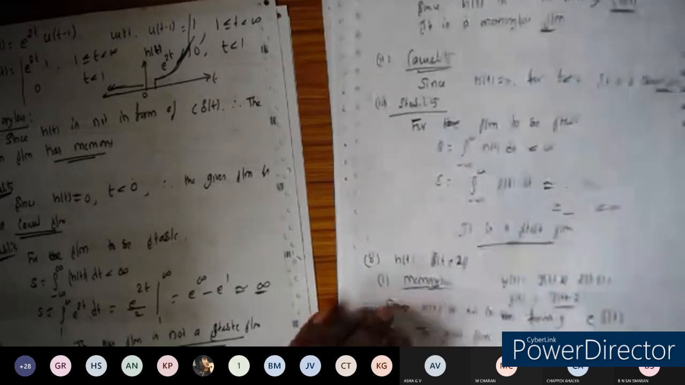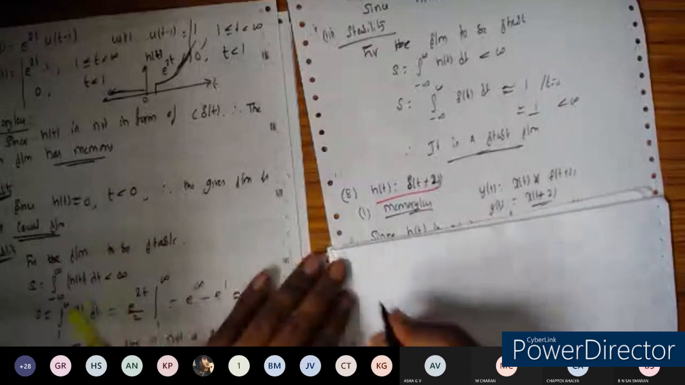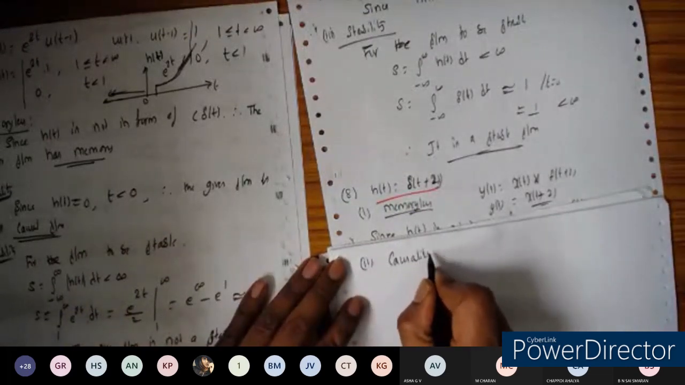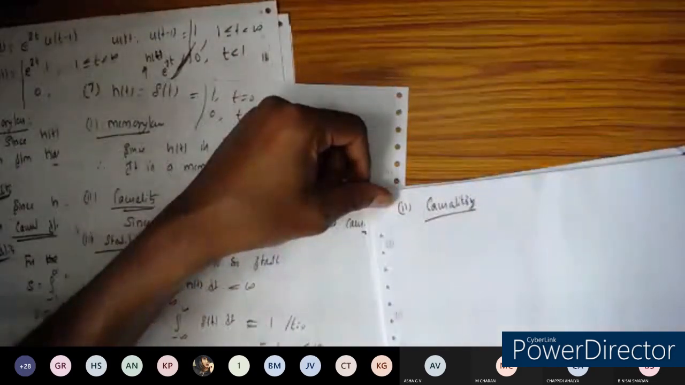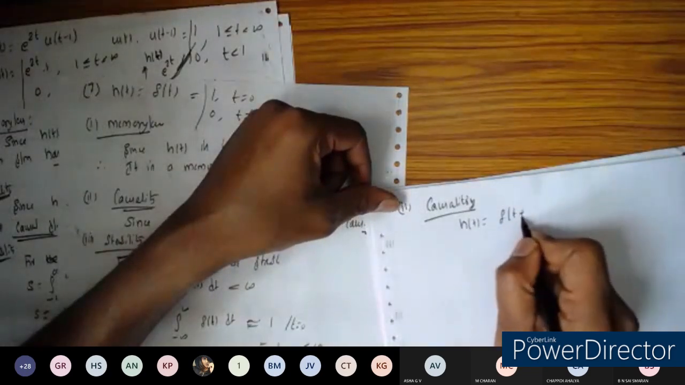Okay, so next let us go for the remaining two properties. One is causality. So tell me whether it's a causal or non-causal system. So you can say h of t is equal to delta of t plus 2.